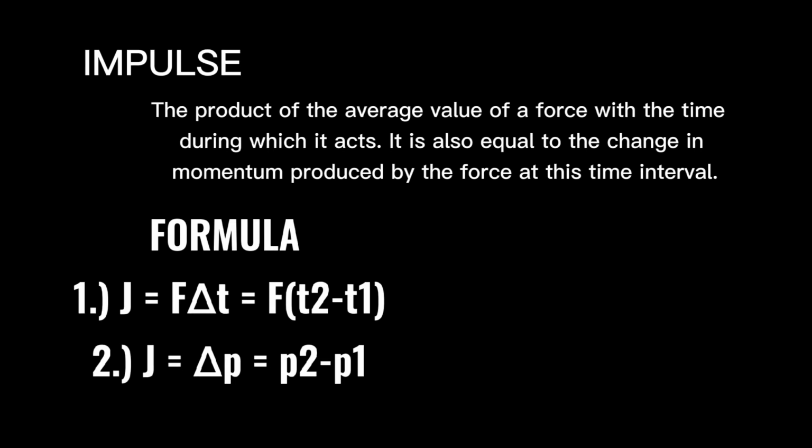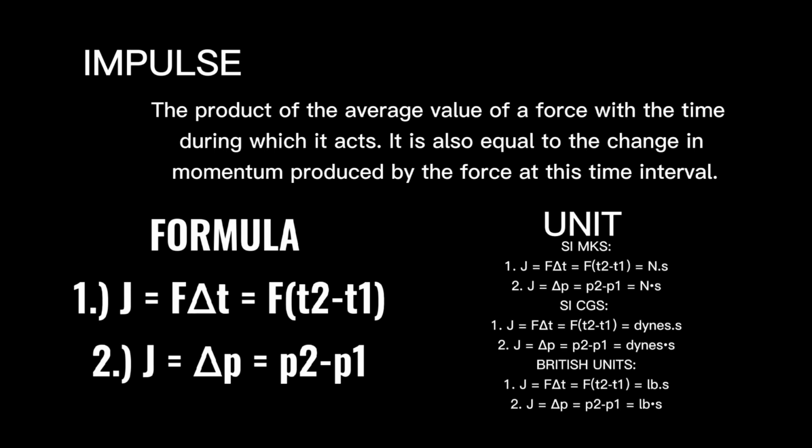So impulse has two formulas. The first one is J equals F delta t, equals F times (t2 minus t1). The second one is J equals delta P, equals P2 minus P1, where J is impulse, F is average force, t is for time, t1 is initial time, t2 is final time, delta P is the change in momentum, P1 is initial momentum, and P2 is final momentum. So these are the units that will be needed in computing an impulse.